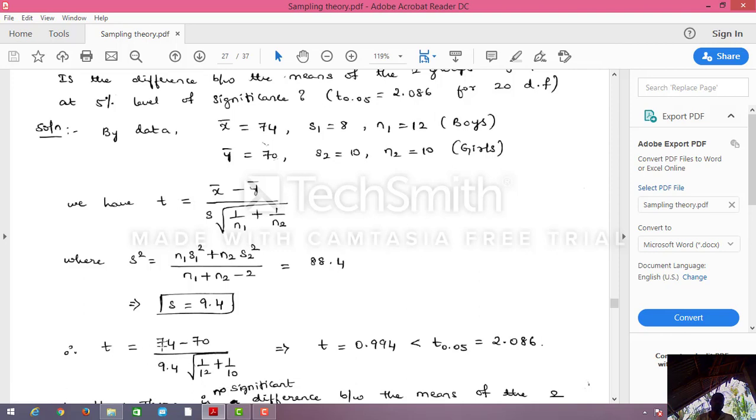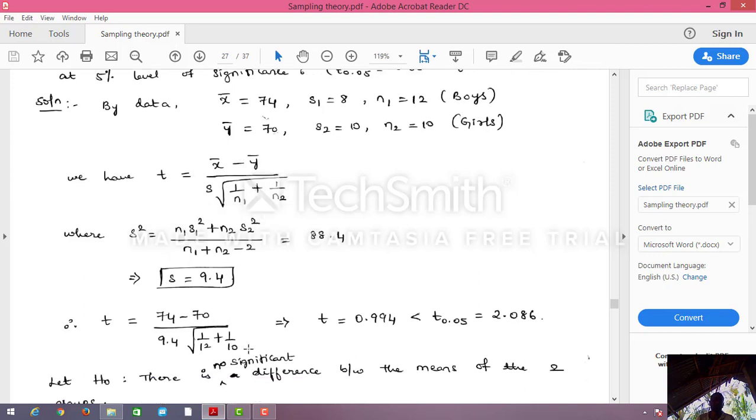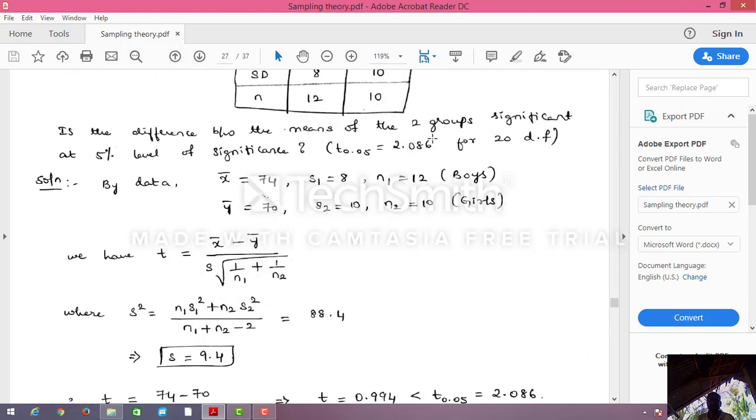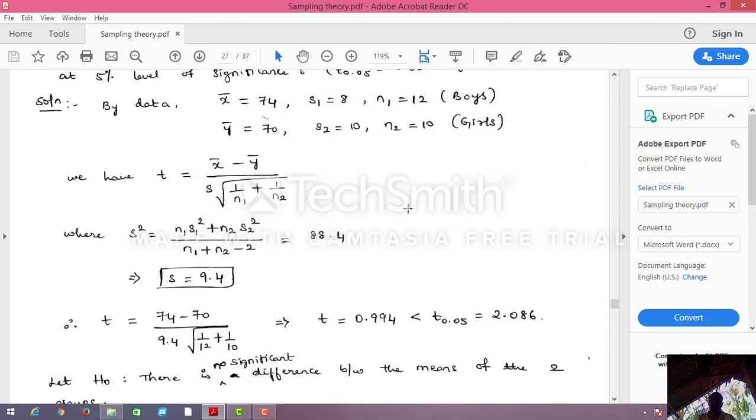So t is nothing but x bar, which is 74, minus y bar, which is 70, divided by S, which is 9.4, into root of 1 by 12 plus 1 by 10. Now you'll get t equal to 0.994, which is less than the table value. So hence the hypothesis is accepted.